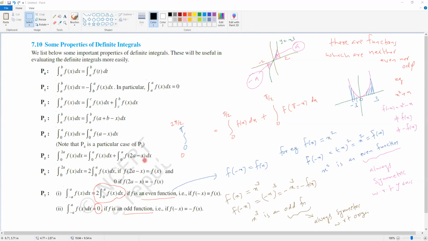उसमें से f of 2a minus x का value f of x है तो this will become automatically 2 into 0 to a हो जाएगा. f of 2a minus x का value minus of f of x है तो it is 0 हो जाएगा. फिर minus a to a का value even है तो 2 into 0 to a हो जाएगा, odd है तो it will become 0. So these are the properties. So abhi I will do some problems using properties of definite integral in the next class.